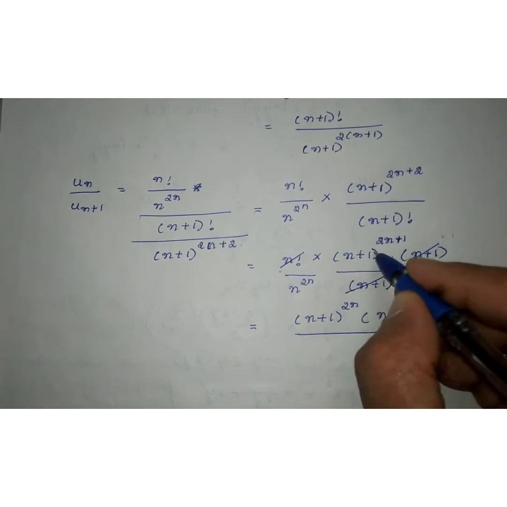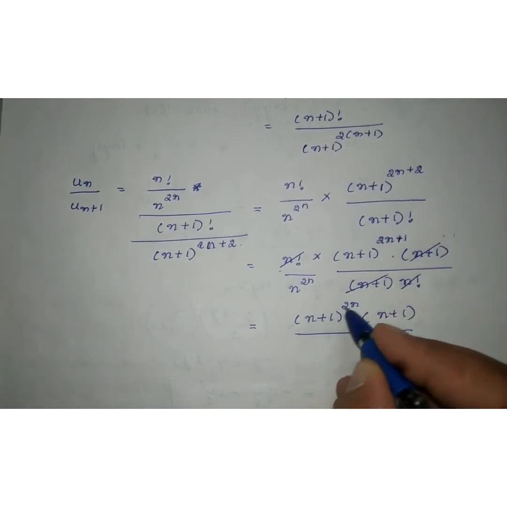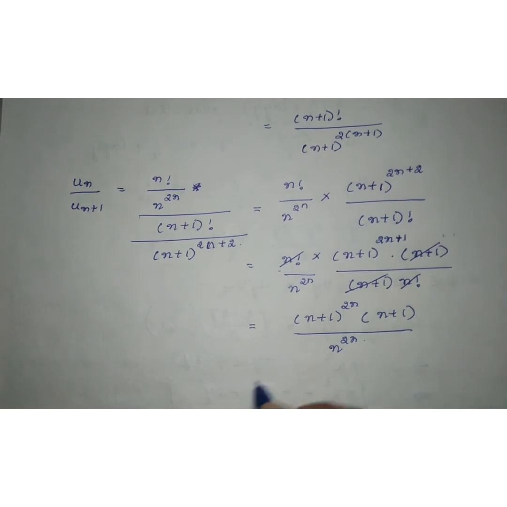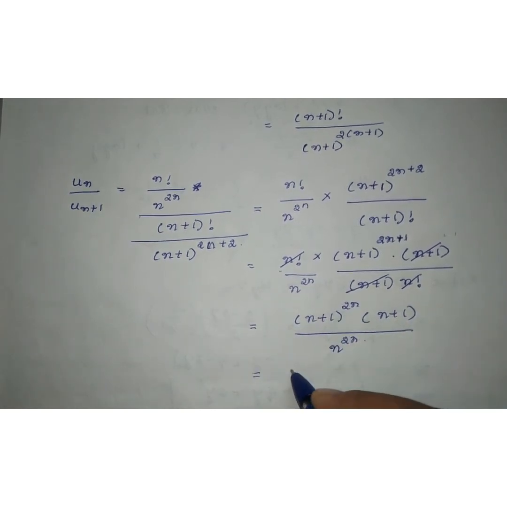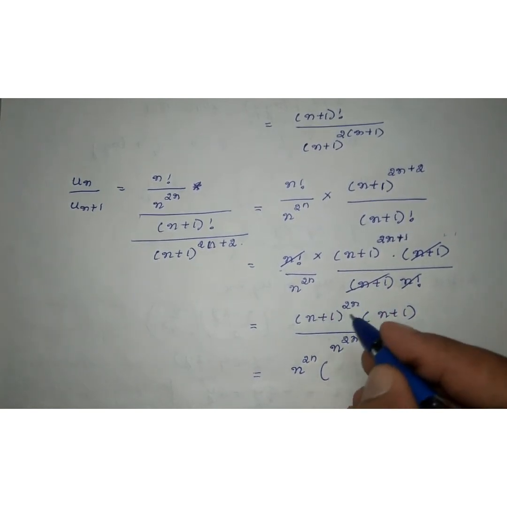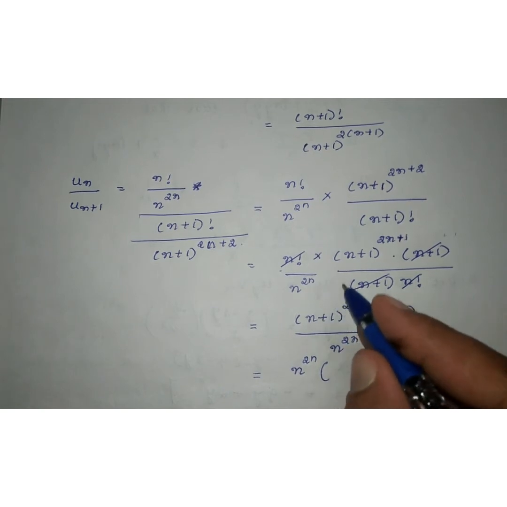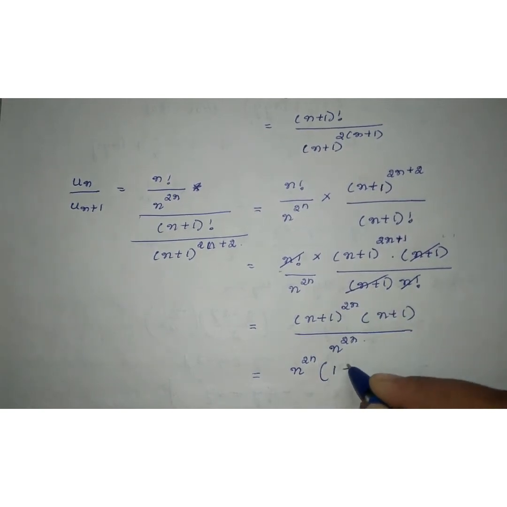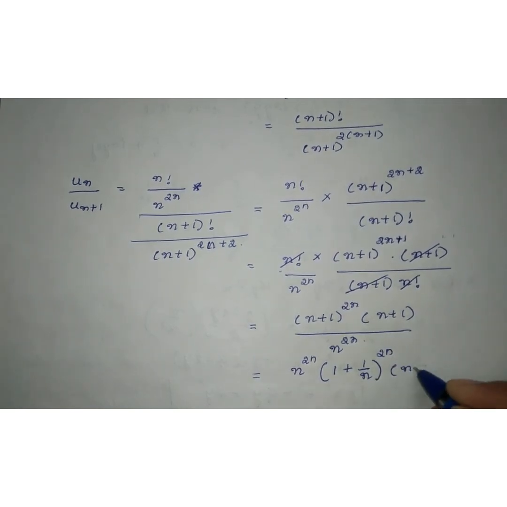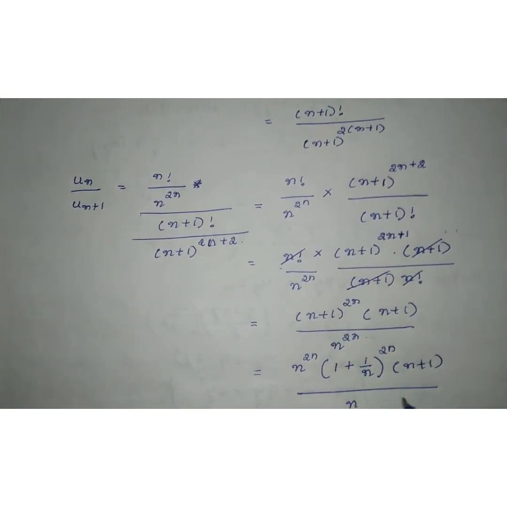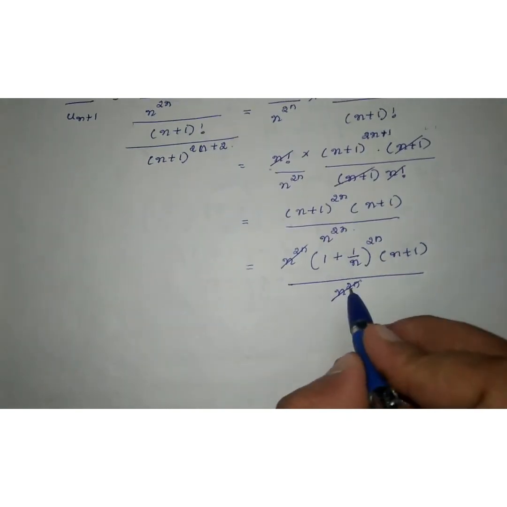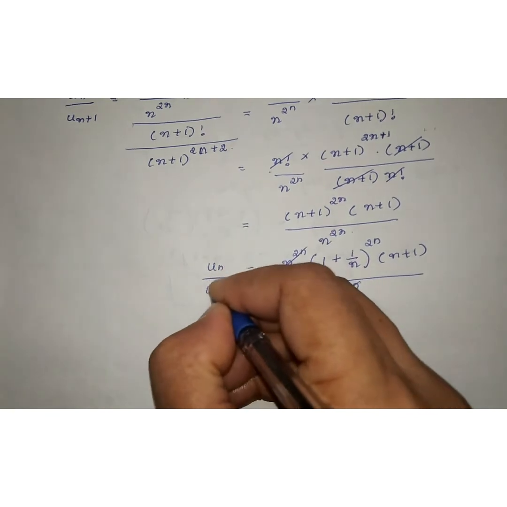So further, writing (n+1)^(2n+1) as (n+1)^(2n) into (n+1). Here in this term, I'll be taking n^(2n) outside, so that you get, inside the bracket when you expand, the terms will be n^(2n) plus like that. So it is (1 + 1/n)^(2n) into (n+1). So n^(2n) gets cancelled. So this is the simplified form of un by un+1.